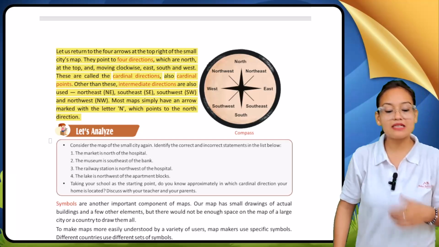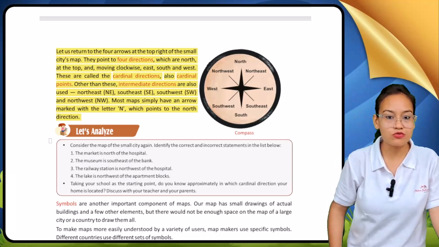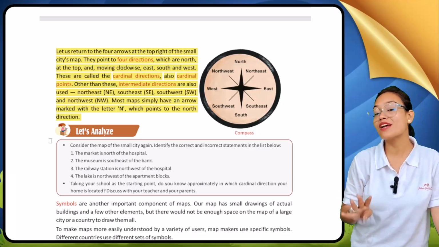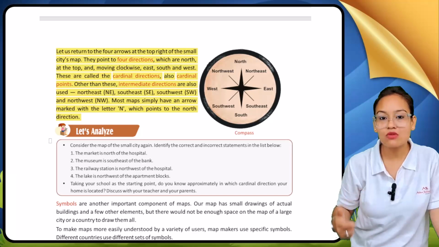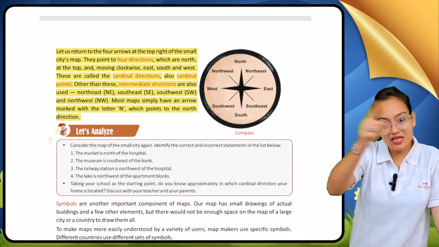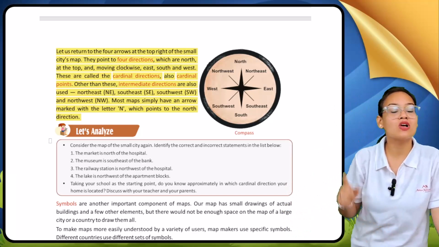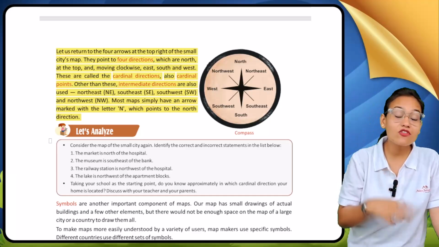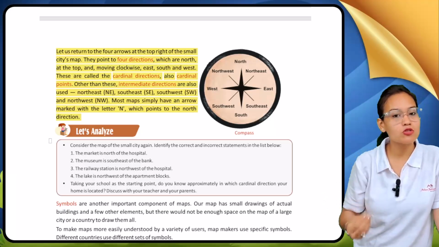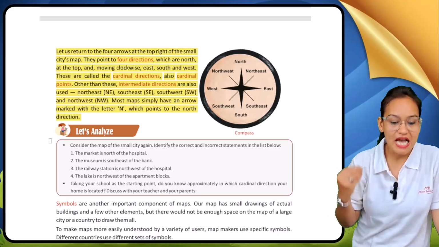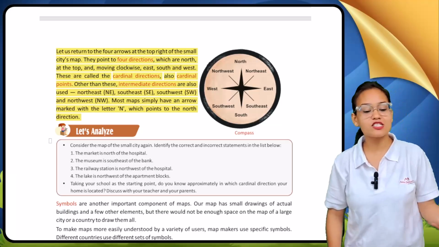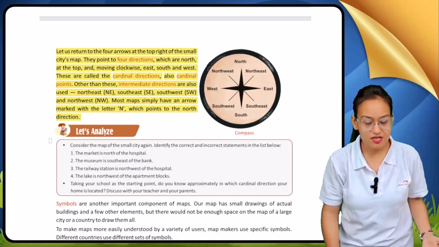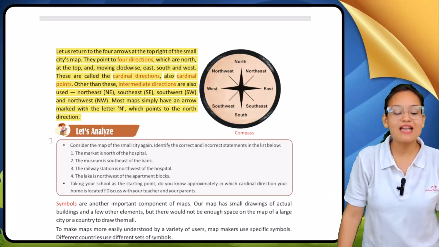Other than this, intermediate directions are also used. Cardinal directions or cardinal points mean our four major directions: north, south, east, and west. But apart from these major directions, we also have some divisions in directions, and those are called intermediate directions, like northeast, southeast, southwest, and northwest.